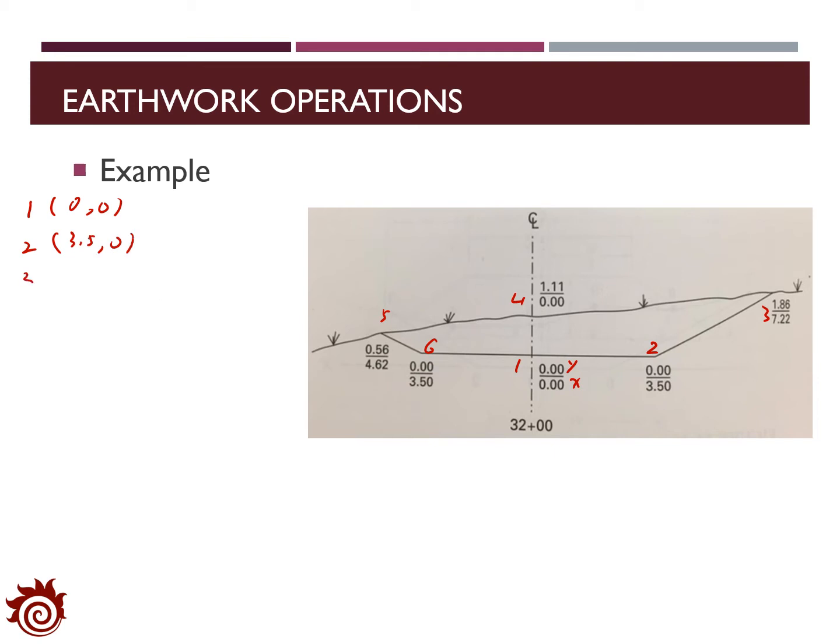2 as (3.50, 0), 3 is (7.22, 1.86), 4 is (0, 1.11), 5 is (negative 4.62, 0.56). As point 5 and 6 are on the left side of point 1, the x-coordinate is negative. Similarly, 6 is (negative 3.5, 0).